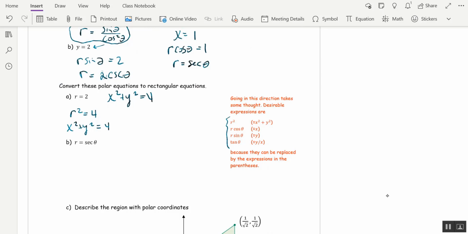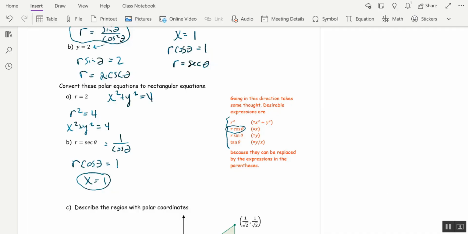All right, next one, r equals secant theta. Well, secant theta is 1 over cosine theta. I like r cosine thetas because I can change those over to x's. So I'll multiply both sides by cos theta. r cos theta is x, so I get x equals 1, which we saw up above. I did that problem before.